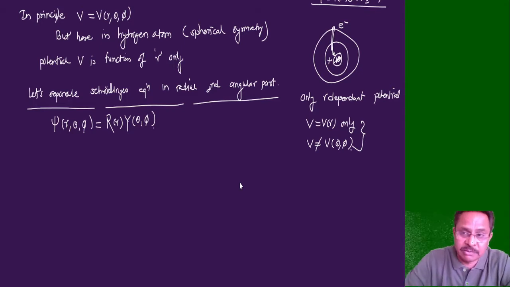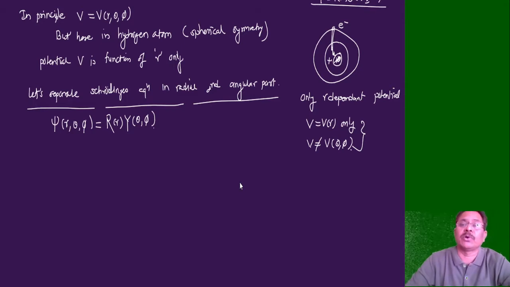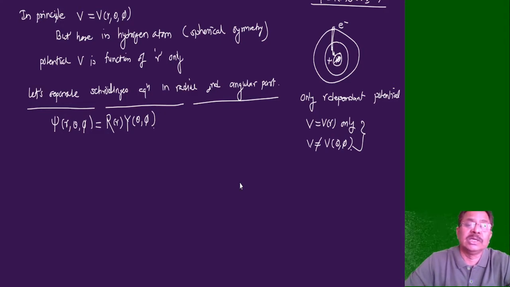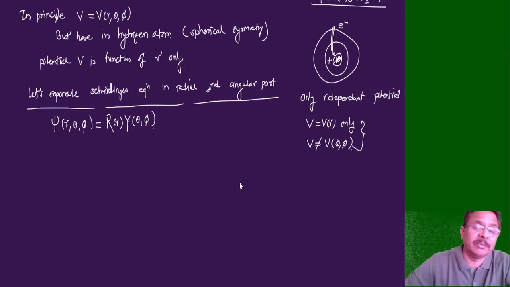In the last derivation we wrote psi as a product of three independent functions of r, theta and phi. Here I am taking psi of r, theta, phi as a product of only two functions, out of which capital R depends upon small r only, which is called the radial function or radial solution, and Y of theta, phi is another function exclusively dependent upon theta and phi. There is no r dependence in Y of theta, phi, and there is no theta and phi dependence in R.